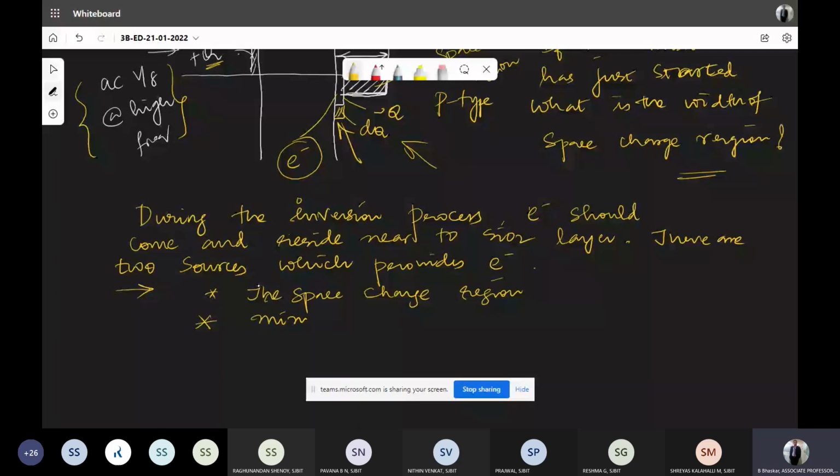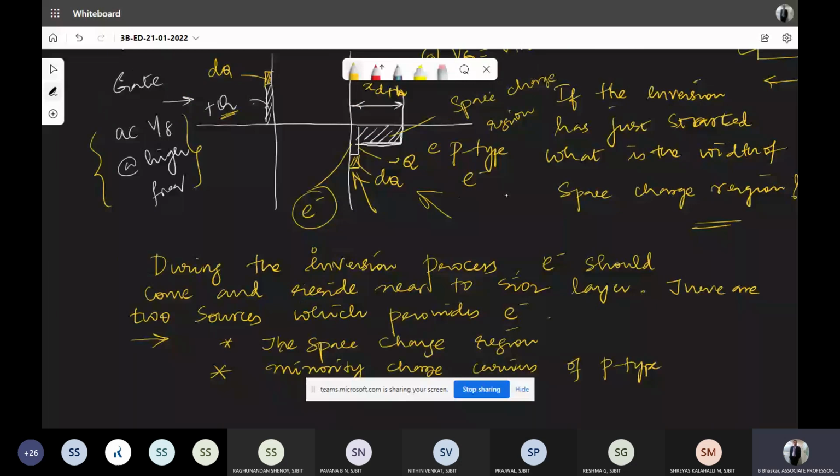The minority charge carriers of p-type. What are minority charge carriers in p-type? It will also have electrons. So these electrons will also come towards the silicon dioxide side. So if there is an electron here, it will try to come towards the silicon dioxide side. So there are two sources which are going to provide the electrons to the SiO2 side.